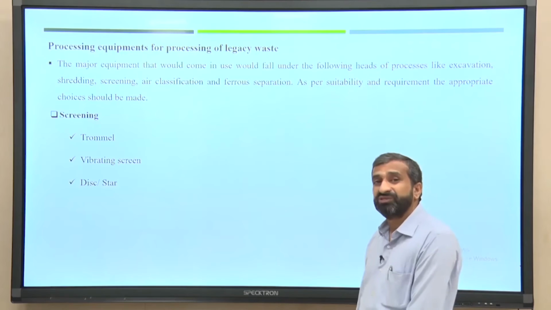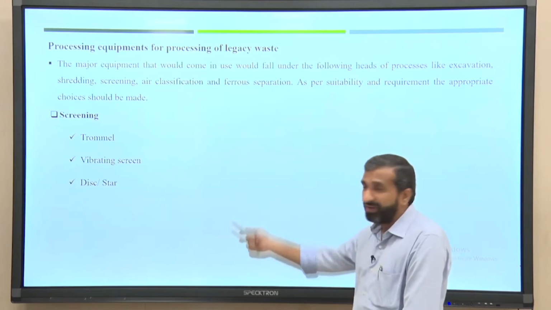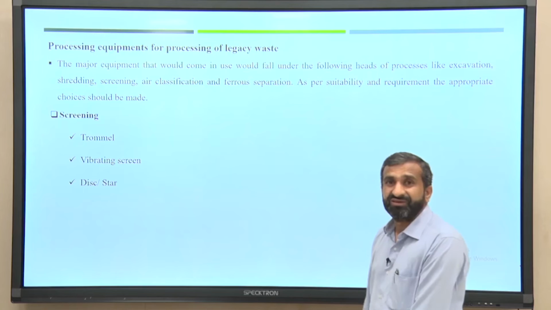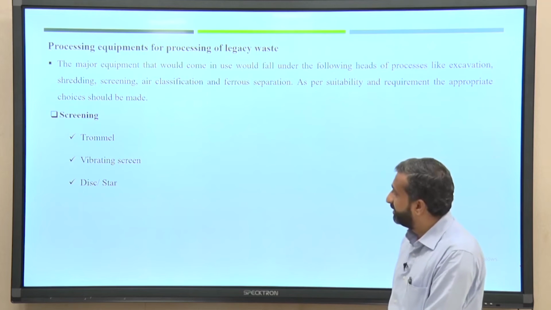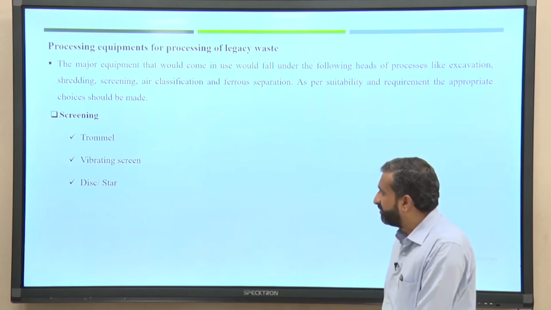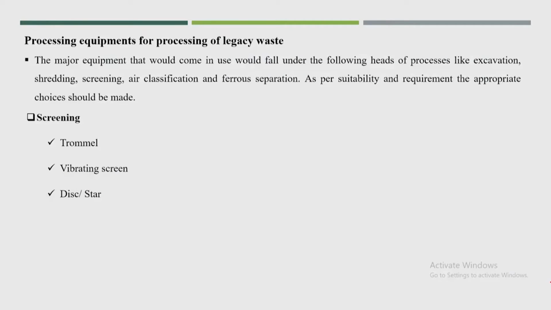A centralized composting facility already has the trommel facility for waste screening, or otherwise a vibrating screen or disc screen is also possible. We also discussed this screening in the recycling lectures. Some handling equipment like a front end loader, conveyor facility or forklift will again be required.